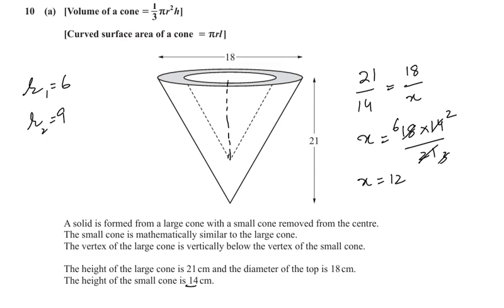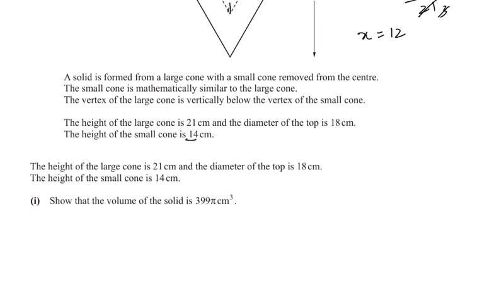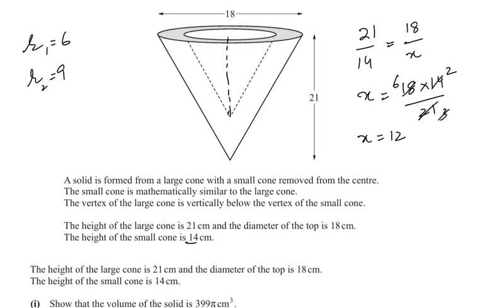Now let's see what the question requires. The requirement of the question is to show that the volume of the solid is 399 pi centimeters cube. We need to show that the total volume of the solid is 399 pi centimeters cube. To find the volume, we have the formula for the volume of a cone, which is equal to 1 over 3 pi r square h.